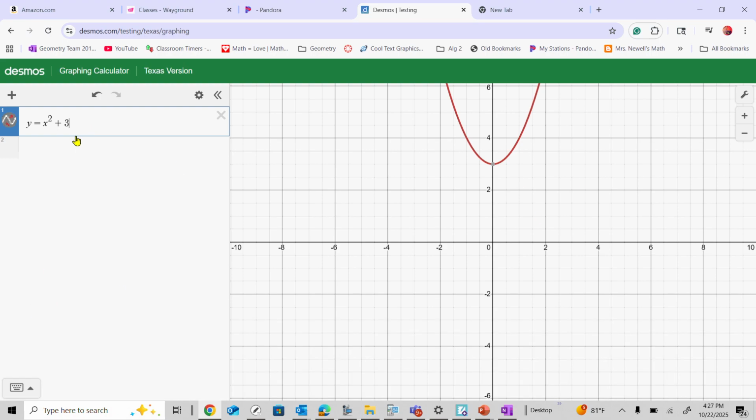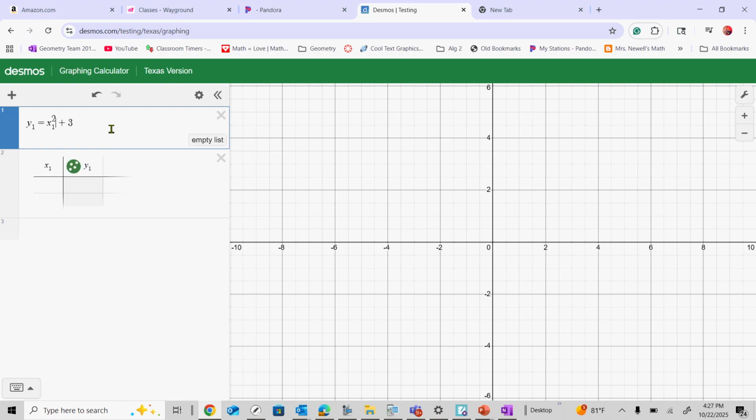So if I want a table of values, then I have to hit this plus sign and choose table. Now the problem right now is our table has x1 and y1. I don't have that in this equation, so I have to put the subscript 1, and I'll have to put the subscript 1 there as well. This is an empty list because I have no values in here. So if I put the 3, there is the value for y, for our function.